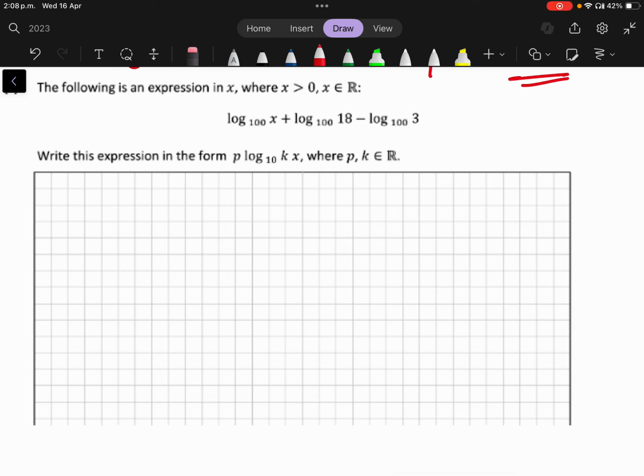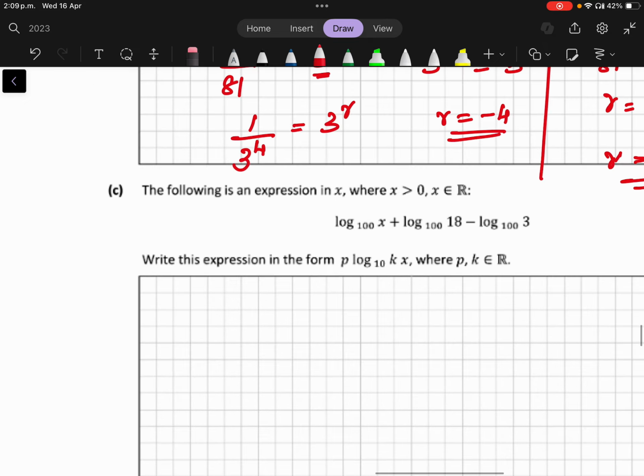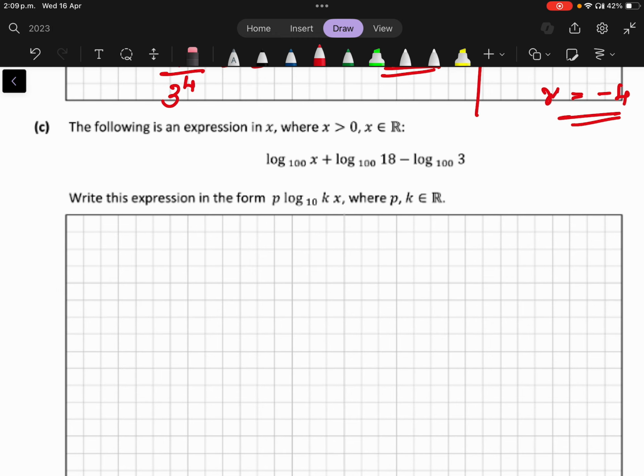The following is an expression in x, where x is an element of R: log x to the base 100, plus log 18 to the base 100, minus log 3 to the base 100. One important thing you have to do whenever you get a log question like this is see what the base is. If the bases are the same, you can simply neglect it for some time, and then work on the problem. Neglect in the sense you should write it, but mentally you can think, all the bases are the same, so let me keep it aside, work on the problem and then come back.